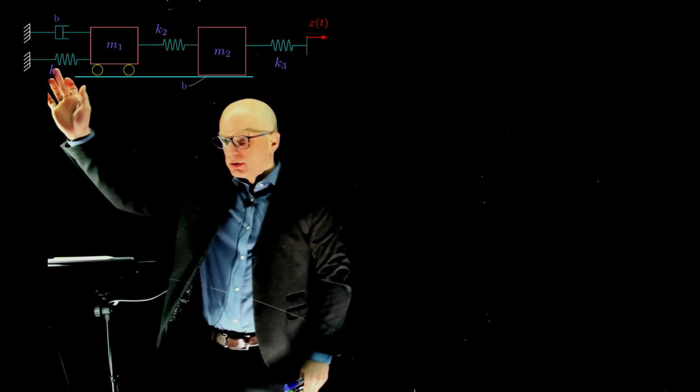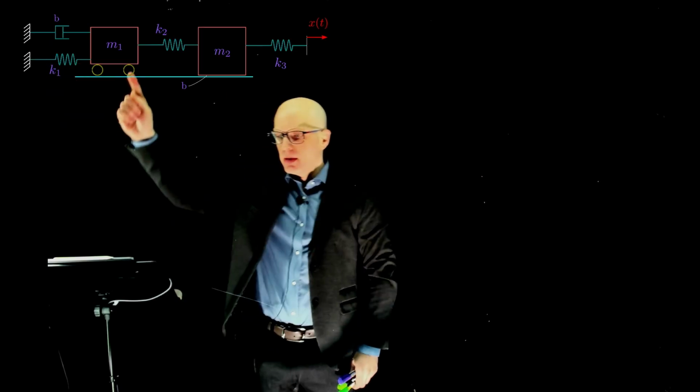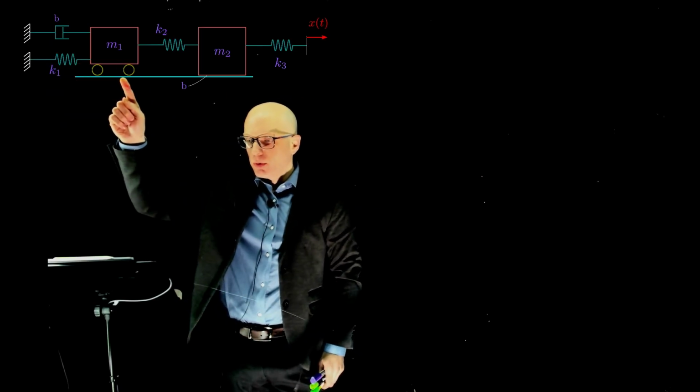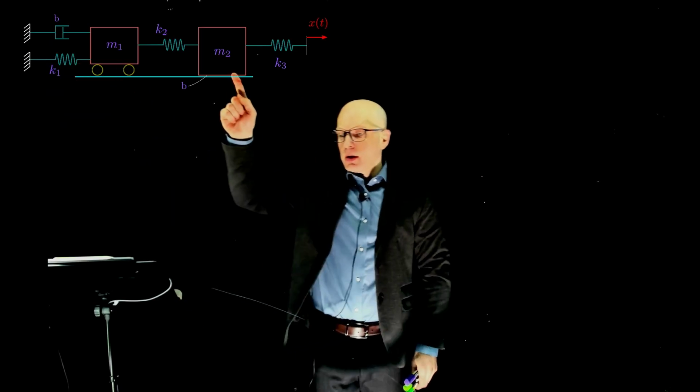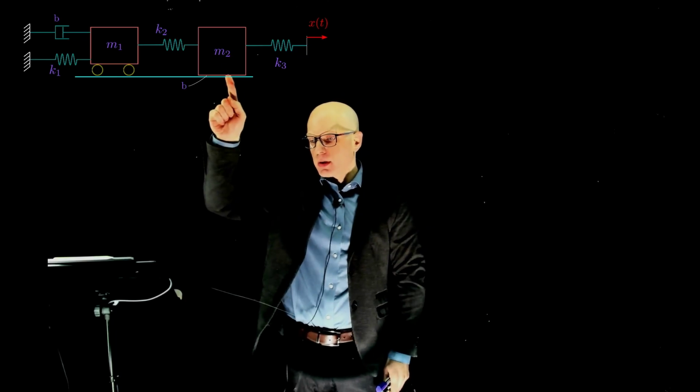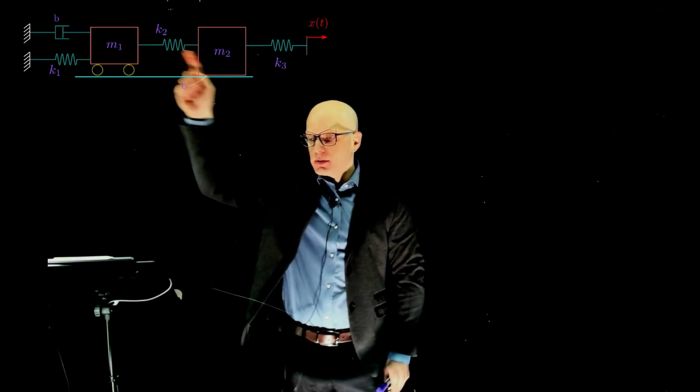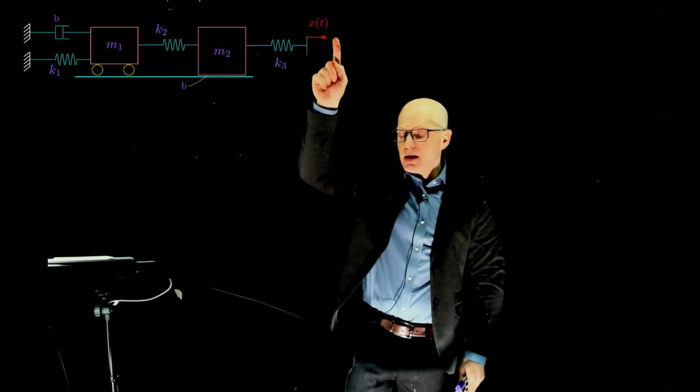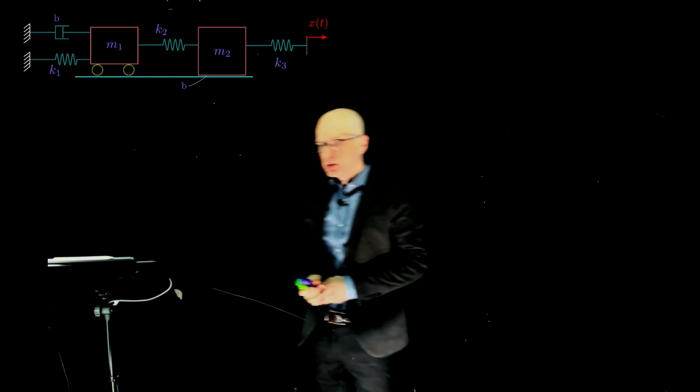M1 is connected to a spring and damper to a fixed reference frame. There is no friction between M1 and the floor. There is friction between M2 and the surface here. This is spring, that spring, and this is the input to the system. It's a displacement to that end of the spring.